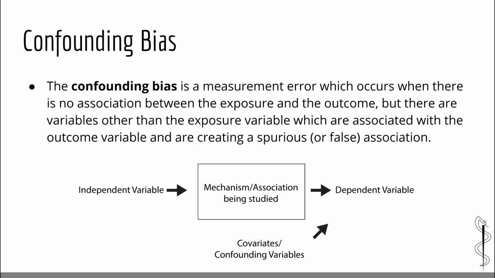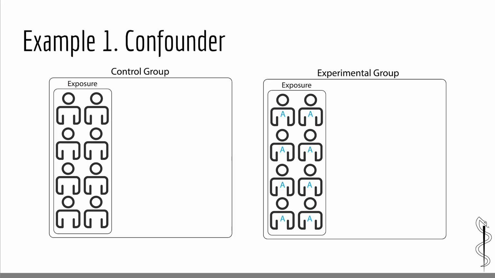In other words, the independent variable by itself does not produce the dependent variable. However, the independent variable for some reason may coexist with another variable which does produce the dependent variable. This variable is referred to as a third variable or confounding variable. Let's conceptualize this with an example.